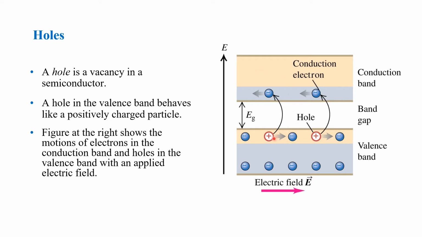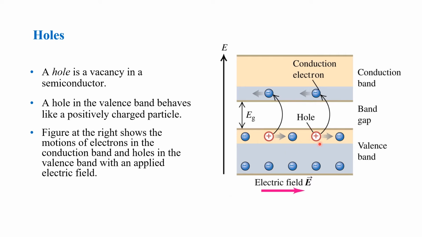So once an electron is able to cross over from this band here towards this band here, it leaves behind a hole in the valence band which behaves like a positively charged particle. But again, there is nothing here. This is just a hole. But this one behaves like a positively charged particle.